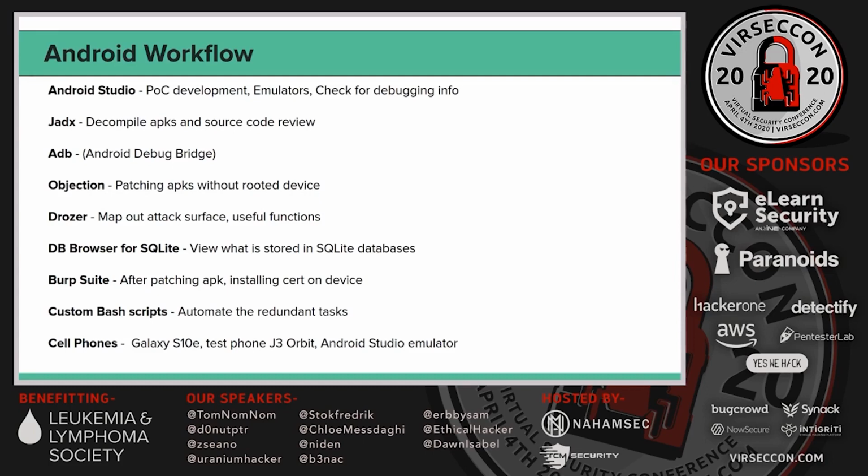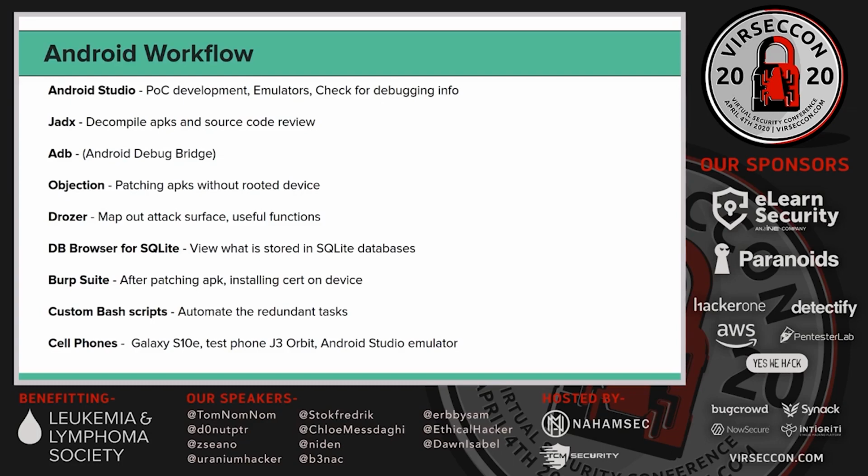Objection is really amazing, in my opinion, because you can patch SSL pinning without a rooted device, which also means you don't have to void your warranty. That's always good. Next is Drozer. This is getting kind of dated, but there's a useful attack surface mapping feature that'll list out all the exported components on that specific application.